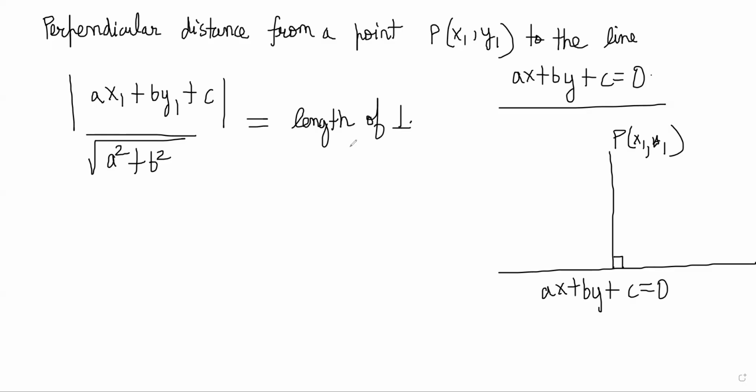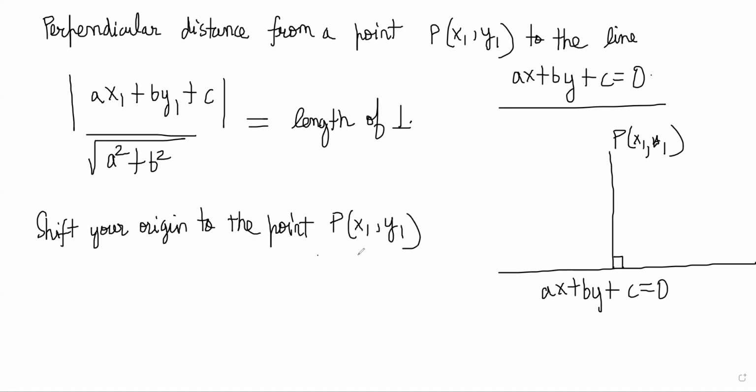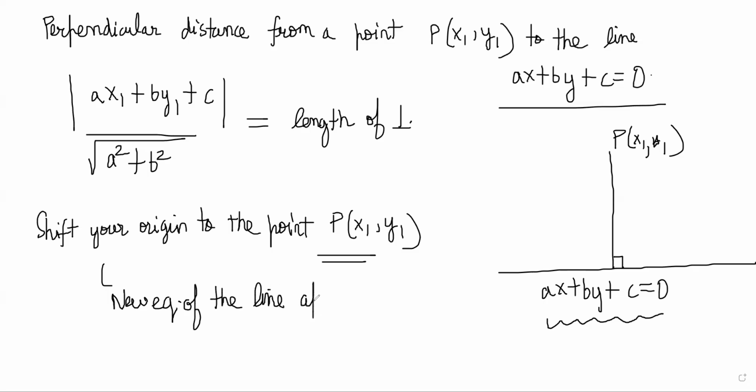And how would you figure out this perpendicular line equation, right? The idea is you have to shift your origin to the point P, which is x1 comma y1. Why are we doing that? If you shift your origin to the point P, this becomes your new origin. So this is the length of the perpendicular from the origin to the line, right? So what you have to get is the new equation of the line, the new equation of the line after shifting the origin.